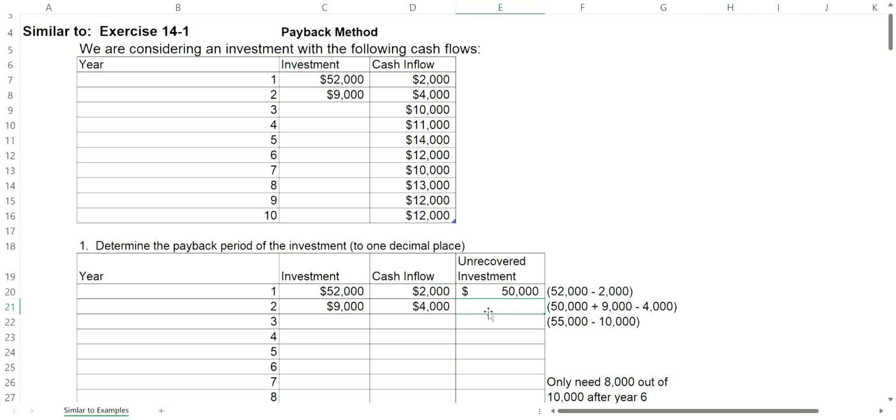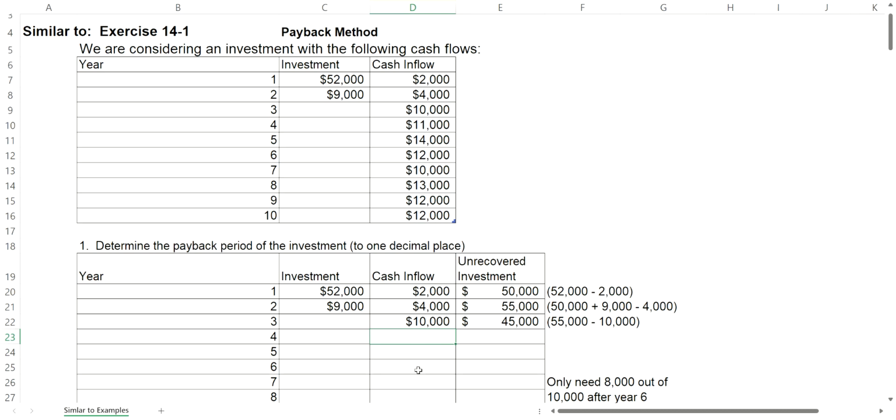Subtract $4,000 that you recovered or received in cash inflows, and I wrote it out to the side here. 50 plus 9 minus 4 means you still have to recover $55,000. Okay, in year three, your cash flows are $10,000. Okay, there's no more additional investments, so just take $55,000 minus the $10,000 you have coming in cash inflows, and you're down to $45,000.